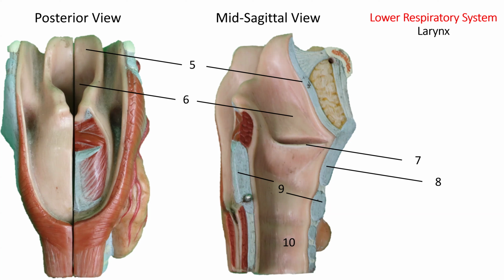Esophagus. Not esophagus. Trachea. Trachea, good. Okay. Esophagus, good question, would be back here. Remember, the esophagus is normally collapsed unless we're actively swallowing something. So if it's held open by cartilaginous rings, it's going to be the trachea.